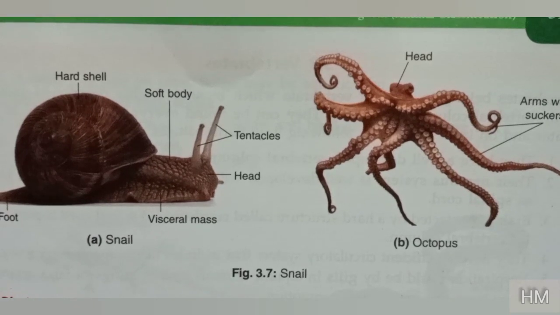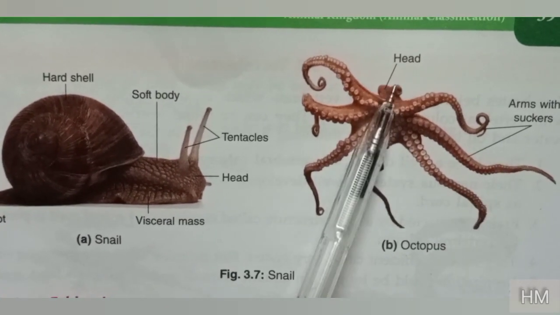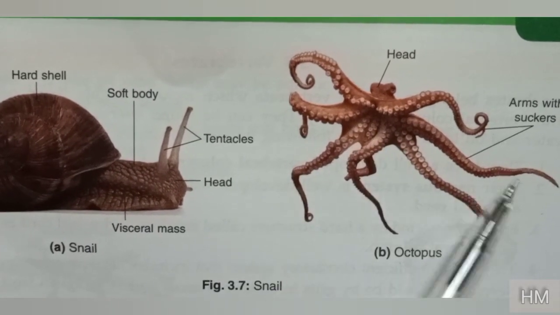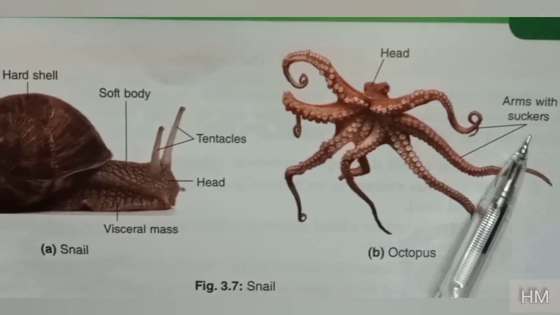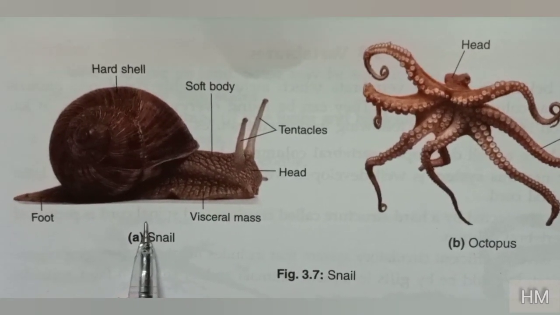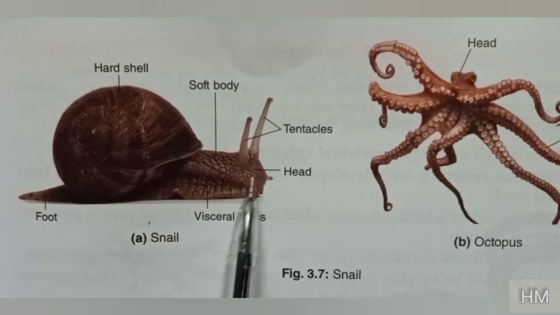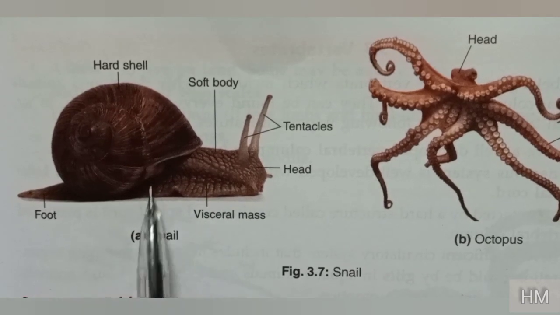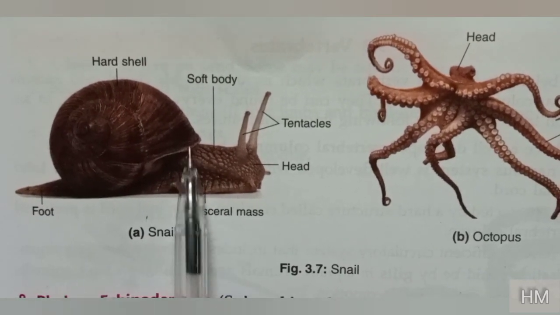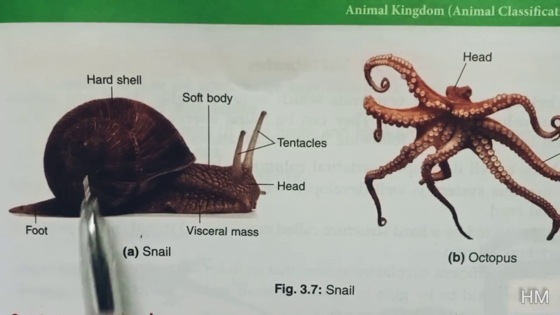Octopus has 8 long arms with suckers. If you notice over here in the picture, they have a head and they have legs, that is their arms with the suckers. Here, if you notice, the snail also has 3 parts: their head, then their visceral mass, the soft body, as well as their foot. And some of these organisms have a hard shell too, like oysters and snail.